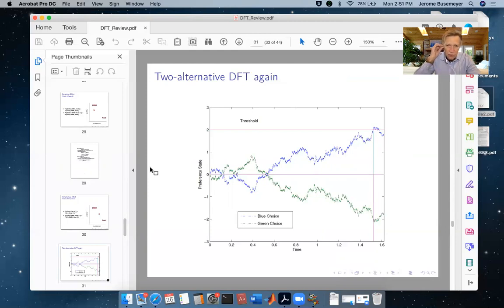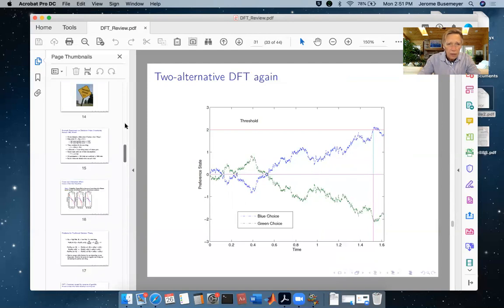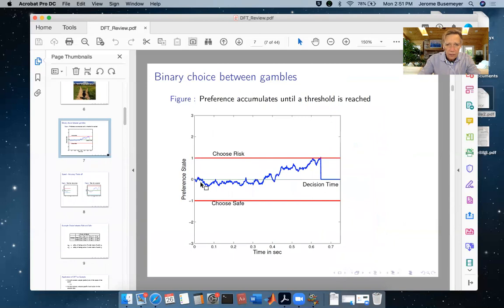Now let's see how decision field theory works for this. First of all, you might recall when we first described decision field theory, we described it as this kind of process. This is a choice between risky and safe alternatives. So we had two options, and you had a relative preference. So this is the relative preference for the risk versus the safe. This is a difference between risk and safe. And so when you're going up, the difference is favoring risk, and when you go down, the preference is favoring safe. And as soon as you hit a boundary, you choose one.